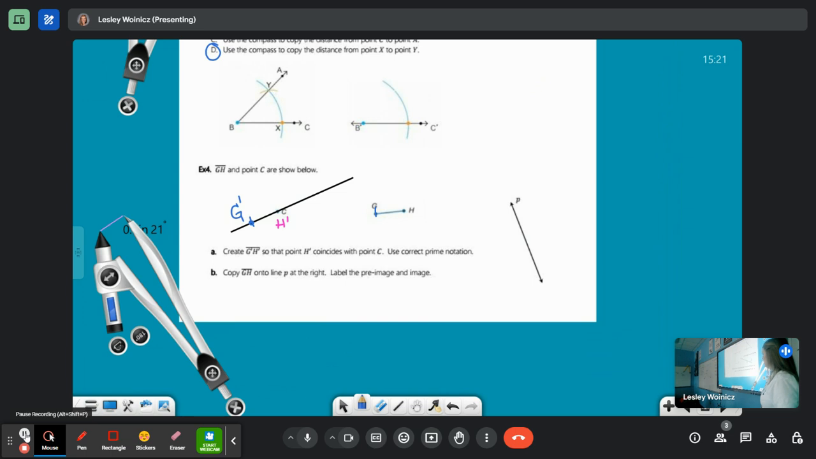Okay, this last one says that we have to copy GH onto line P. We've done this. We've just made our own line P. Line P is an auxiliary line, right? I've just never given it to you before, and I didn't want you to freak out if it told you to do this and they gave you an auxiliary line or a segment, okay? It's the same thing that we've been doing, we just had to make our own line before, okay? Which one is going to be the pre-image? GH is the pre-image. Okay, and your copy on line P will be the image. Okay, go ahead and copy it.